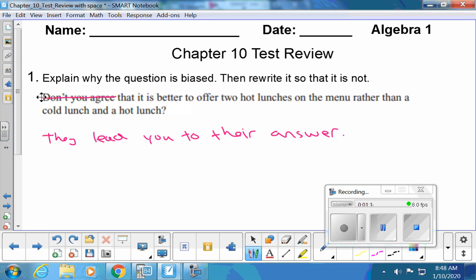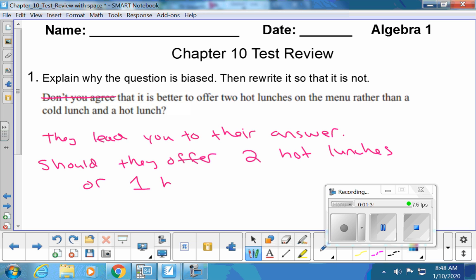Anthony, did you have an idea of how we could word the question? "Do you agree?" instead of "don't you agree?" Or why don't we just say, should they offer 2 hot lunches or 1 hot, 1 cold? How about that? Because I don't like the "don't you agree," because that means I agree, you should too. So: should they offer 2 hot lunches or 1 hot, 1 cold lunch?